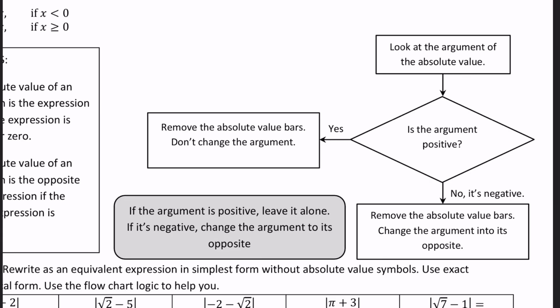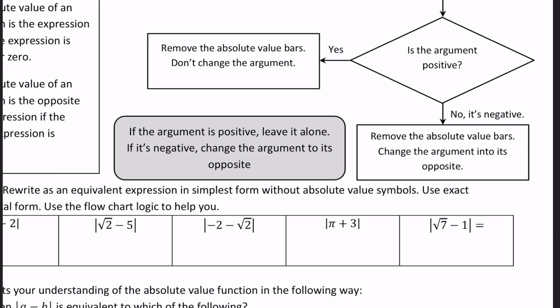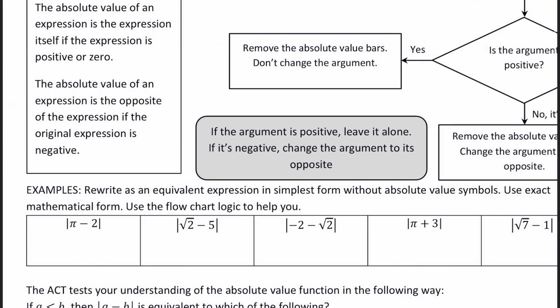So we'll do a couple of examples in a minute, but here's a little flow chart that also you can use. So you look at the argument of the absolute value statement beginning here. Look at the argument of the absolute value, and then ask, is it positive? And if it is positive, just remove the absolute value bars and don't change the argument. Just leave it alone. But if you ask, is it positive? You say, no, it's not positive, it's negative. Well, then remove the absolute value bars and change the argument into its opposite. Or you might say it this way. If the argument's positive, leave it alone. If the argument's negative, change the argument to its opposite.